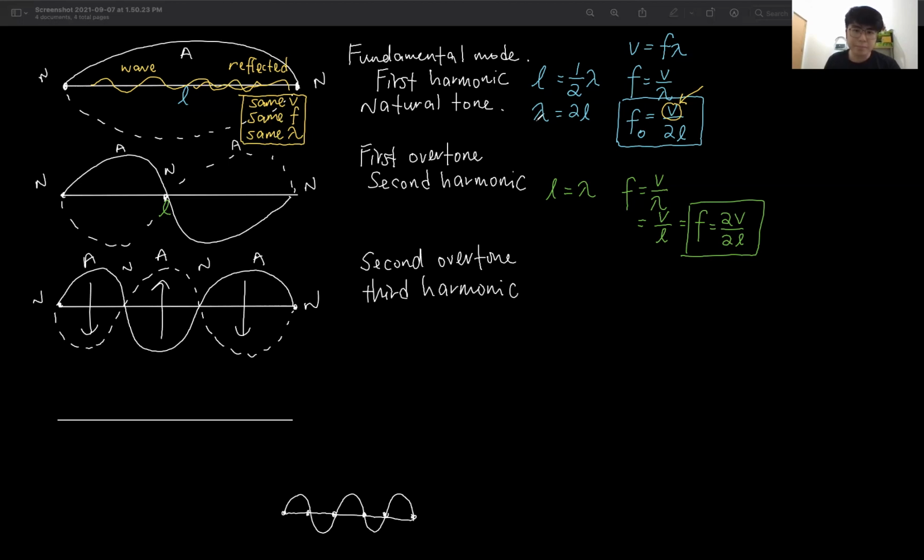What is the wavelength? L equals to 1 wave and half a wave, so 1.5 wave. That is 3 over 2 lambda. So I move it, lambda equals to 2L over 3. And I put it in the frequency. I get V over 2L over 3. So that is equals to 3V over 2L. Okay, so let's box this.